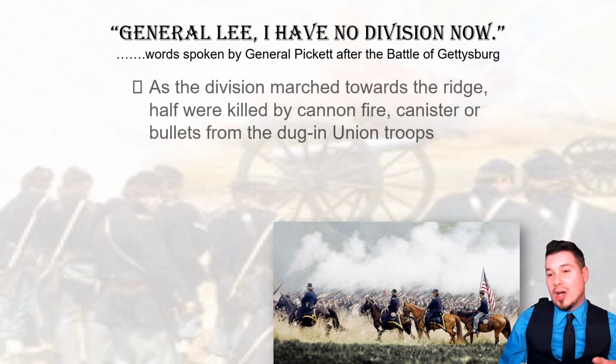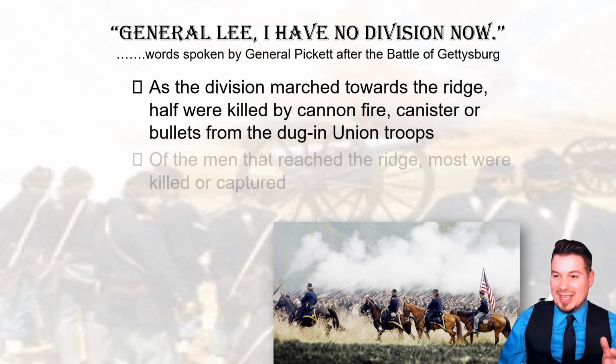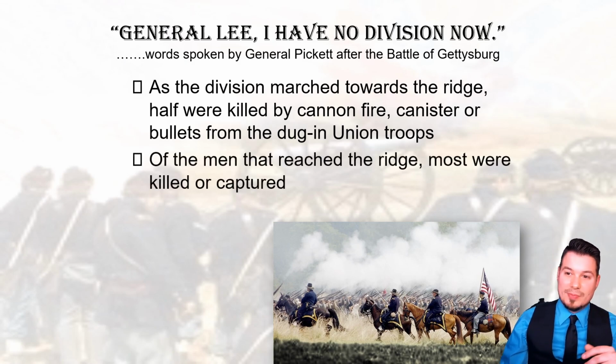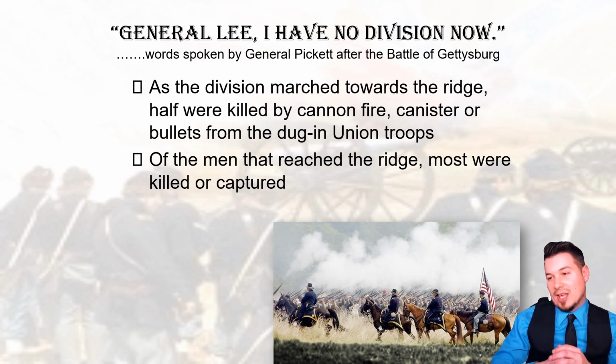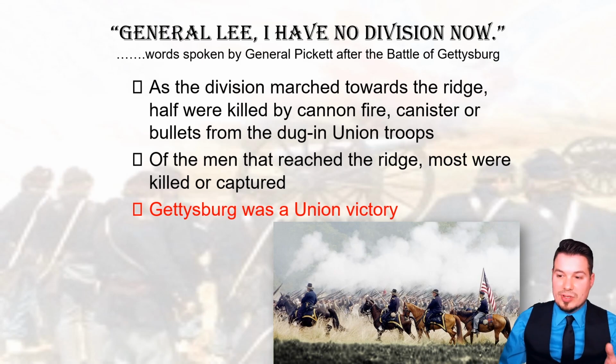They are slaughtered as they head towards the Union line. Well, half were killed by cannon fire, canisters of bullets from Union troops. They were running a little bit low on ammo with cannonballs, so they would take nails, stuff them in a can, and shoot them out, specifically during Pickett's Charge as well. Of most of the men that actually reached the ridge, they're going to be captured, they're going to be killed. Gettysburg is a Union victory.